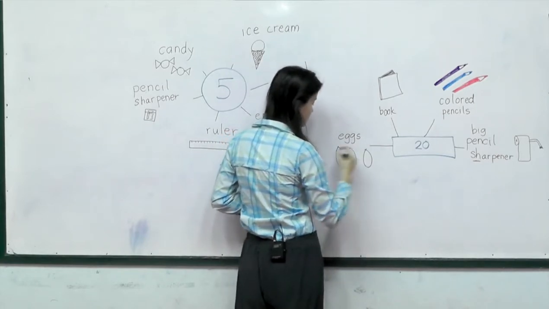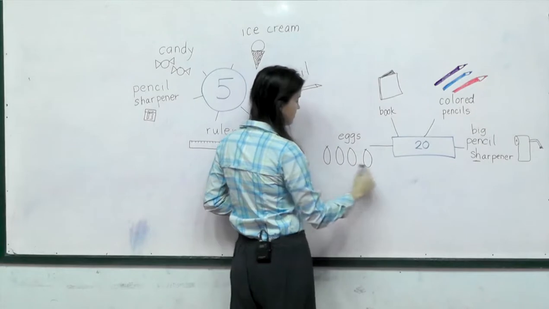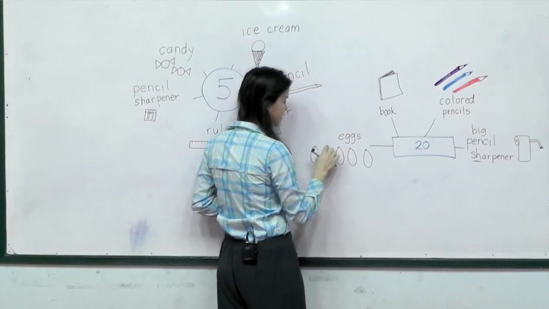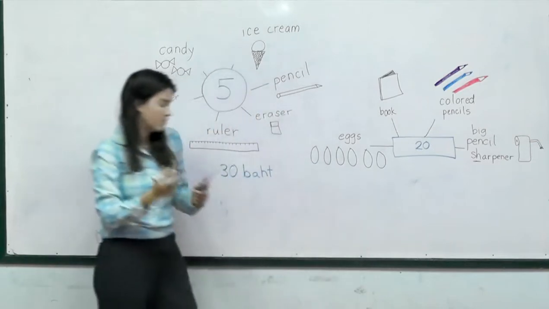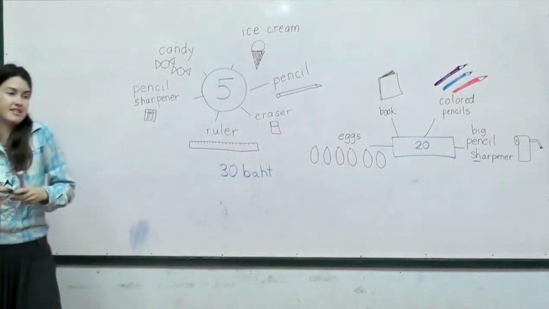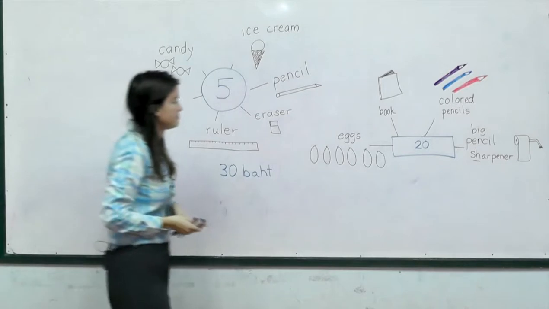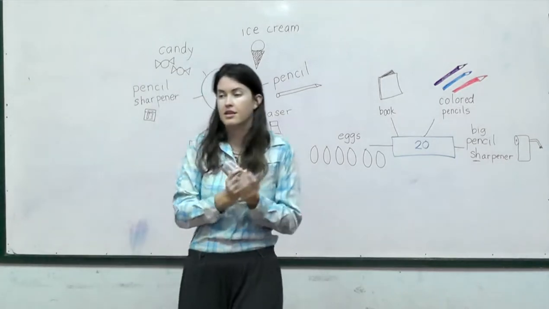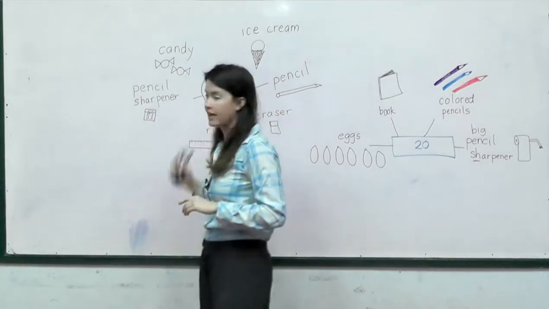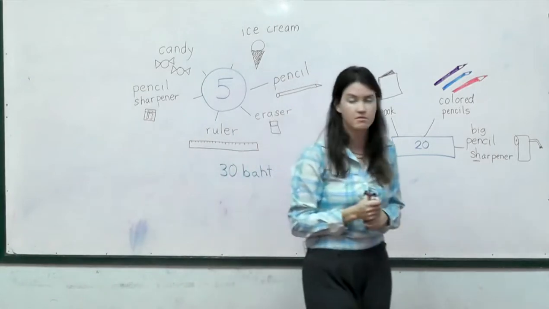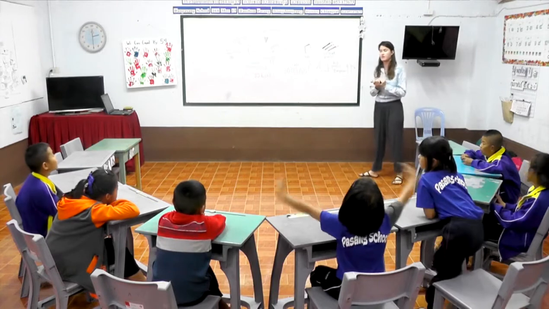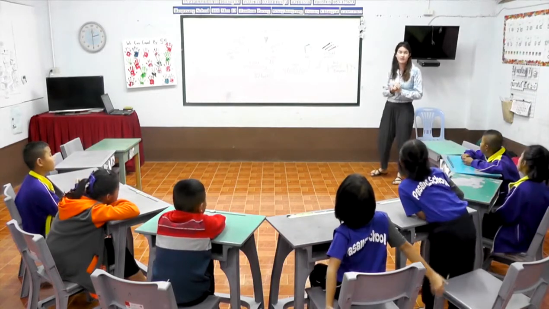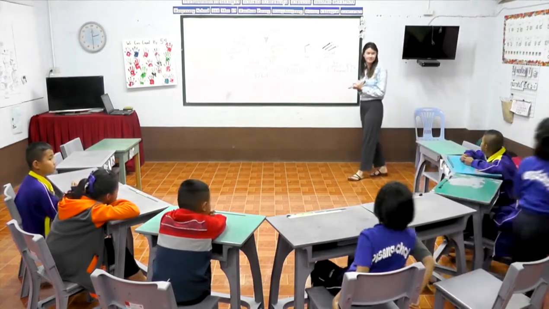Six eggs? Five or six eggs, it sounds like. Five. We'll put six. Either way, five or six eggs. You can buy a ruler for 20 and for five? No. No? What can you buy? Like the meter stick? Yeah.